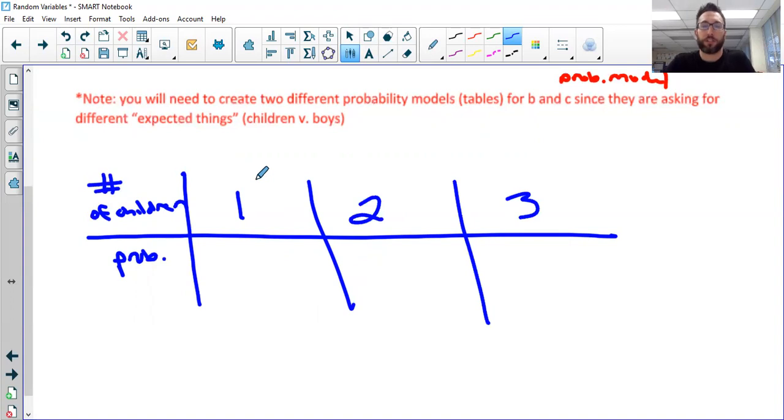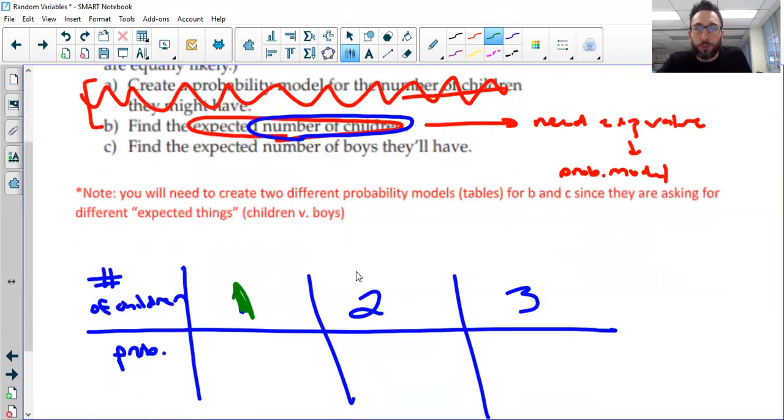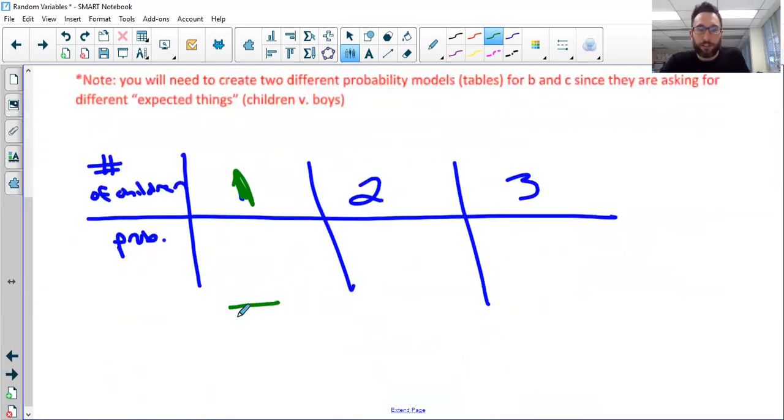So we have to think to ourselves, how might this family have 1 child? Well, it tells us that they're going to have kids until they get a girl. So the only way this family can have 1 child is if it's a girl. That was the weirdest, that was an overline. Who overlines things? What I meant to do is, the only way this family has 1 child is if it's a girl right off the bat. And that's pretty simple. 50% chance. That's it. Then they're done. They had kids until they had a girl.